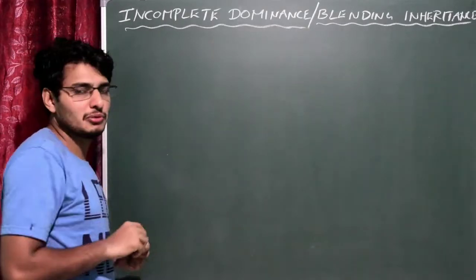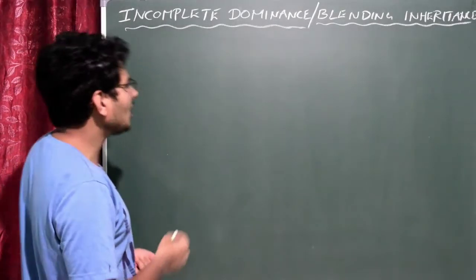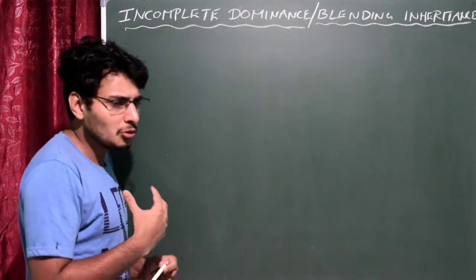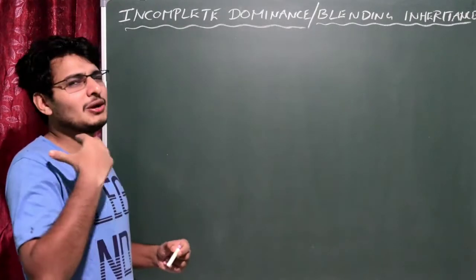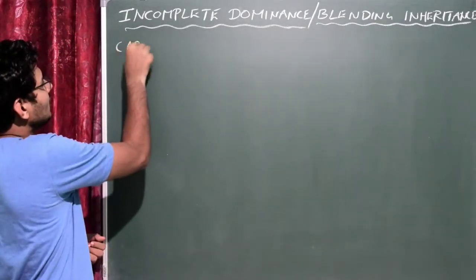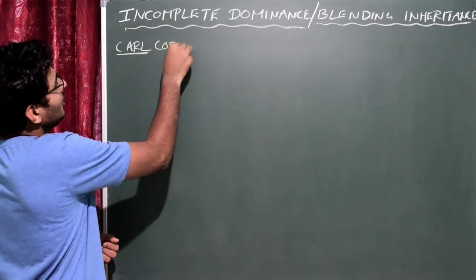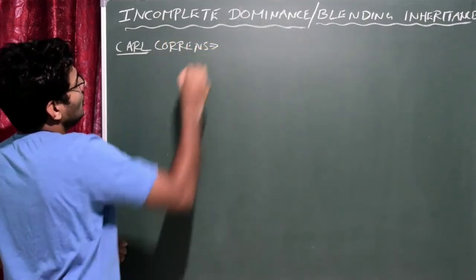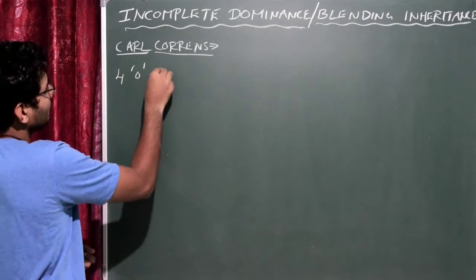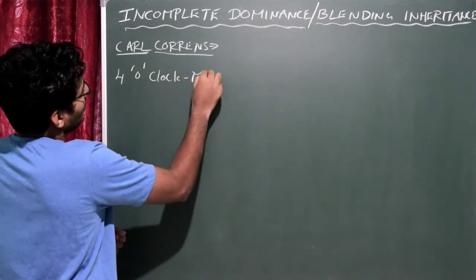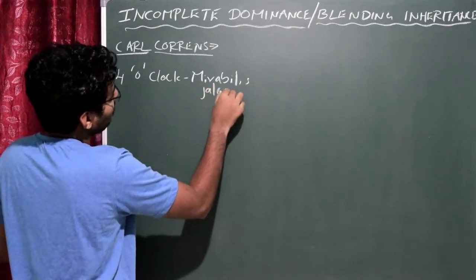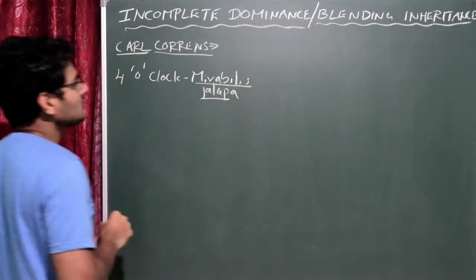Okay, so here as I said, Carl Correns actually conducted an experiment for the first time which proved Mendel's law of dominance is not exactly true. According to him, Carl Correns conducted that experiment on a plant. So I'll write the plant name here, that is 4-o'clock plant, which is also called Mirabilis jalapa. Please remember it, very very important. Mirabilis jalapa, it is 4-o'clock plant.